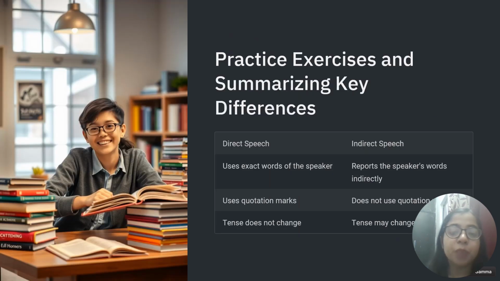So now you need to practice the exercise and summarize the key differences. Okay. Mostly it's about changing the tense, locating the verbs, reporting verbs, and changing the pronouns. Okay, and time references. So I hope you all will practice the exercises. Thank you.